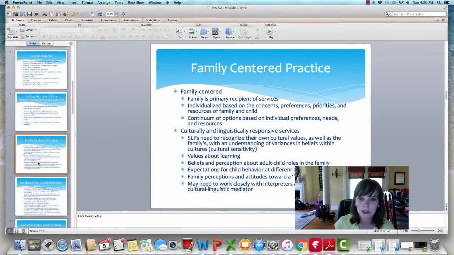So the family's resources might indicate what kind of support they need. Less resources might indicate more support. More resources might indicate less support. It's very highly individualized depending on what your circumstances are within the family. So therefore, it's a continuum of options based on individual preferences, needs, and resources. And sometimes families might opt out of having less support if they feel like they have the resources that are necessary, particularly within this role in early intervention.